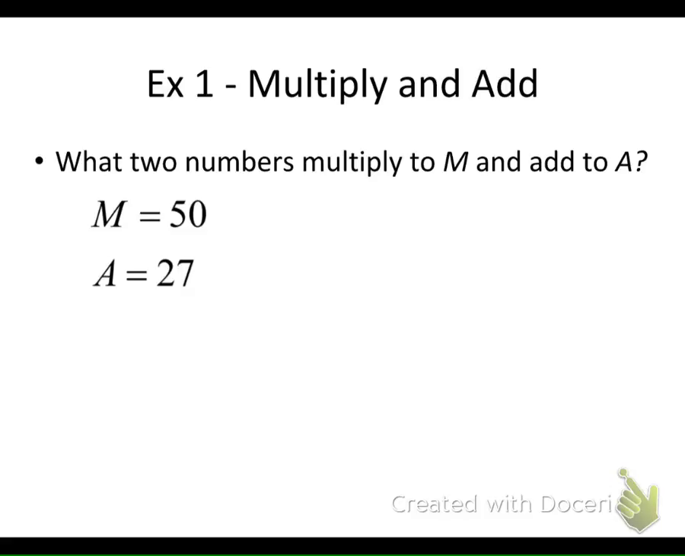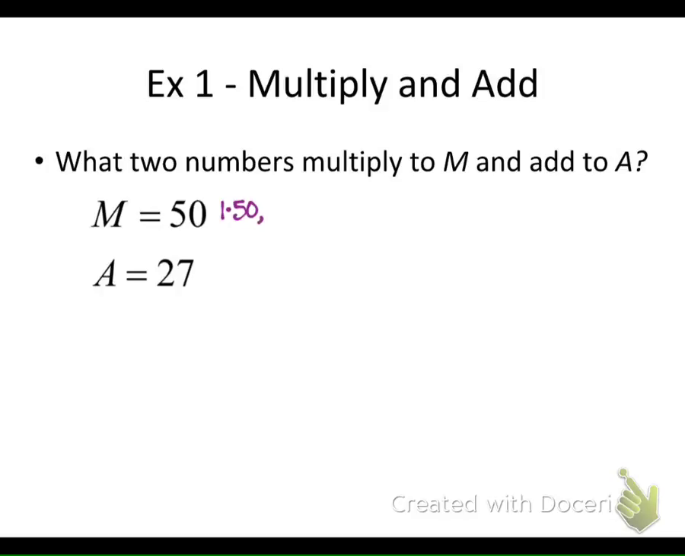So how we figure this out, the easiest way to do this is to write out all of the factor pairs that you know. And to start, we're going to start with the lowest factor and what we multiply that lowest factor by. So 1 times what equals 50? Let's start with 1. 1 times 50.